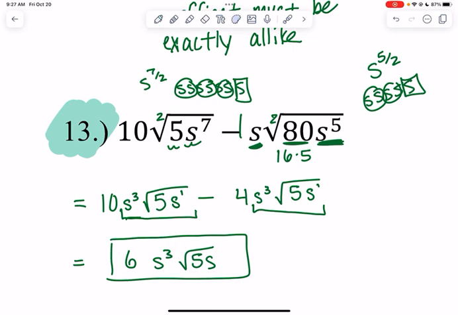Like I said, it's a little messy, it's a little weird, but just simplify both radicals, both expressions. They should end up being alike, and then you add or subtract just the coefficients. The part that's behind them that is the same stays as it is.